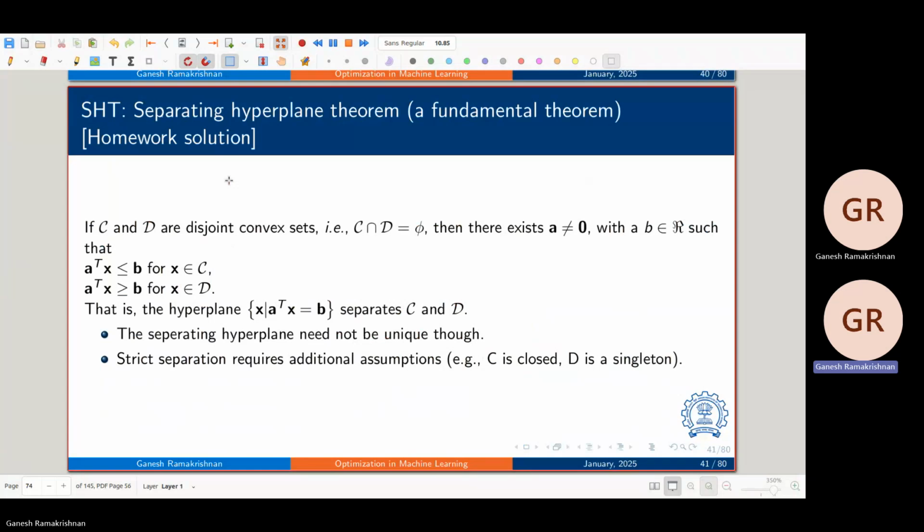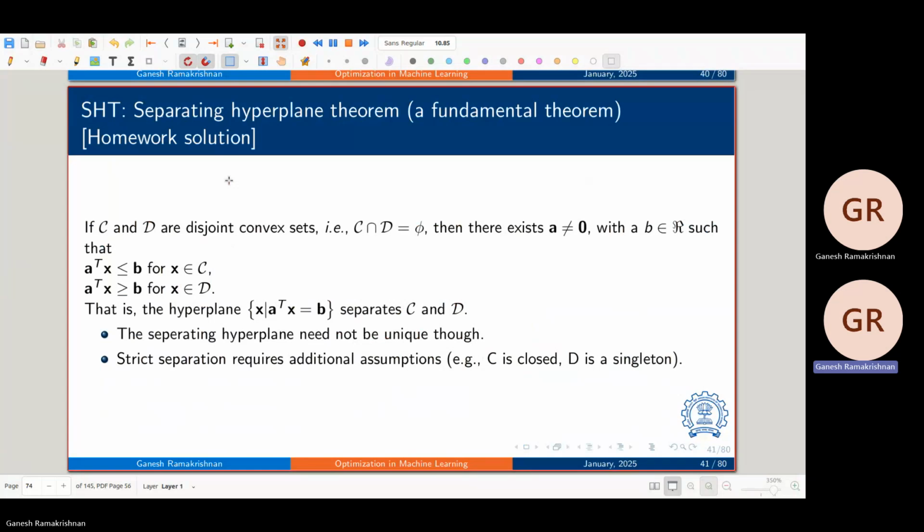So if C and D are disjoint convex sets, here I showed an example: this is not convex, but this is a convex set C and D. If they are disjoint convex sets, then there's a guaranteed separating hyperplane between the two. And what does separating hyperplane mean? It means that a transpose x is less than or equal to b for all points in C, and greater than or equal to b for all points in D. Not necessarily a single hyperplane; there could be multiple such hyperplanes, evident from this board.